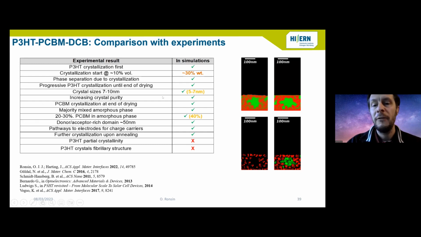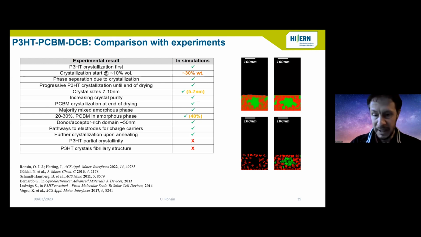actually, we have a very nice agreement in the morphology formation pathway: first, that P3HT crystallizes first, that phase separation is due to crystallization, that only after that might there be a liquid-liquid phase separation, and that after the film is dry, only then does PCBM start to crystallize. We have a good agreement on the sizes of all these phases. And we also have agreement on the general morphology of a P3HT:PCBM blend, namely this three-phase morphology with crystalline P3HT, an amorphous mixed phase, and a pure acceptor phase.